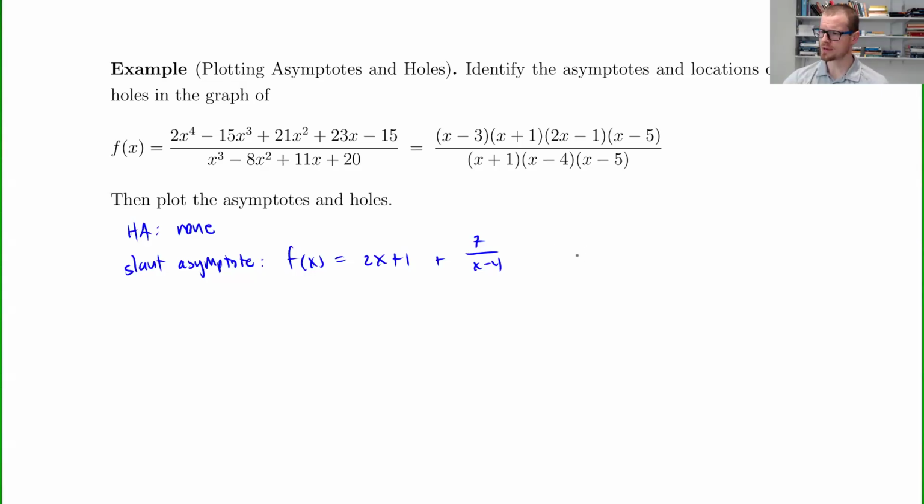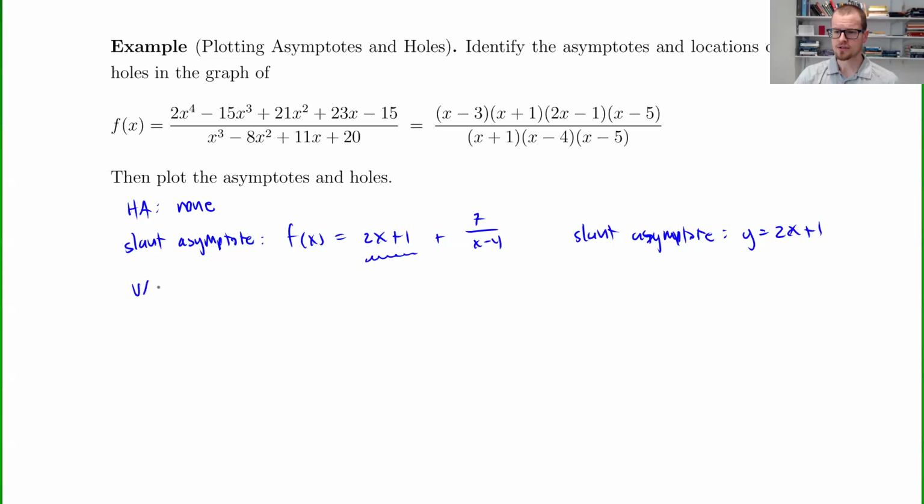So what we have is a slant asymptote of y equals 2x plus 1. Okay, this portion of that gives us our slant asymptote.